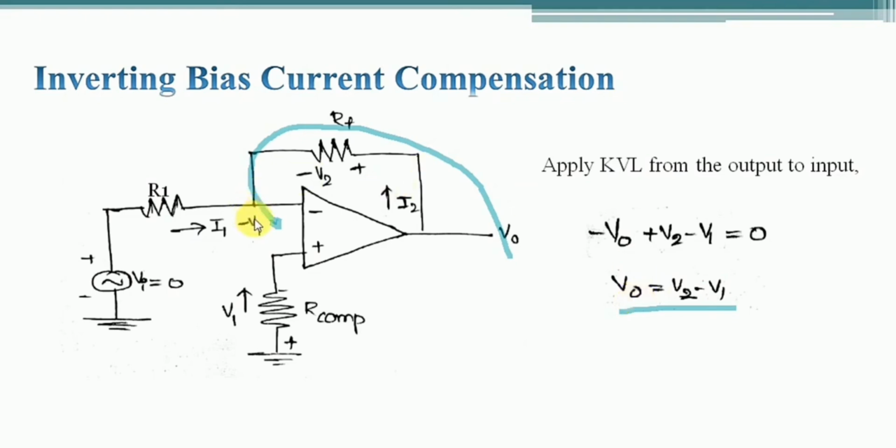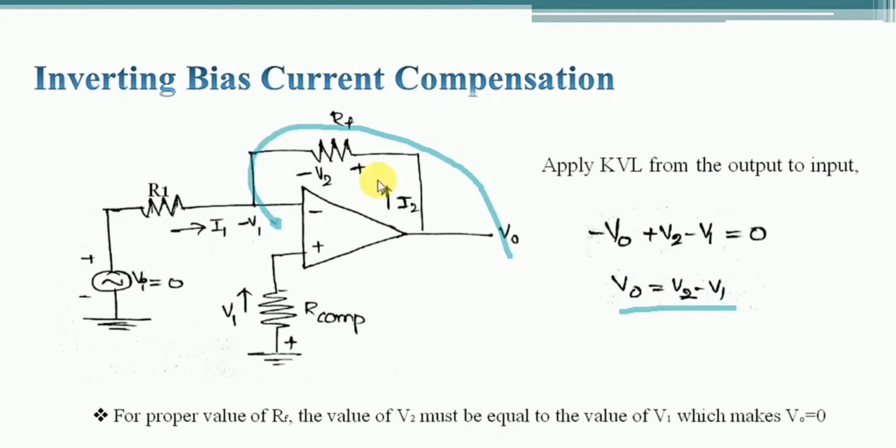So if you maintain the condition that V1 and V2 voltages are the same, then we get the output voltage V0 value as 0. So for this purpose, we have to choose the value of feedback resistor RF and R compensation in such a way that these V1 and V2 voltages are equal, which makes the output voltage V0 value 0. Now we have to see how to derive the R compensation resistor value and finally what is its value.